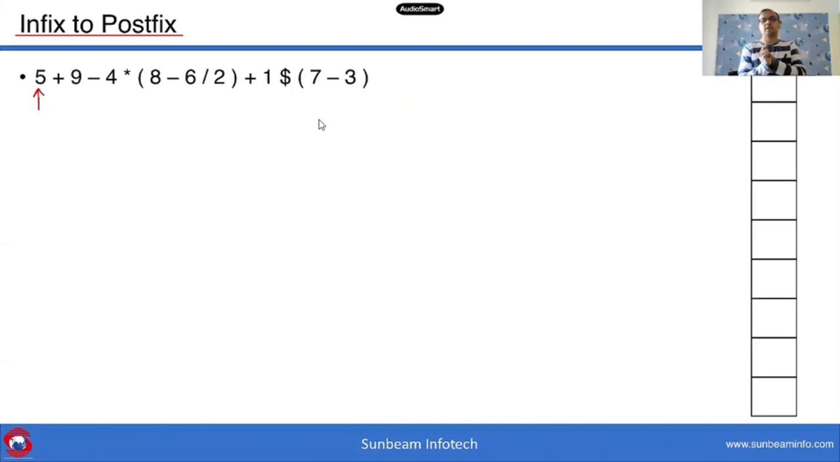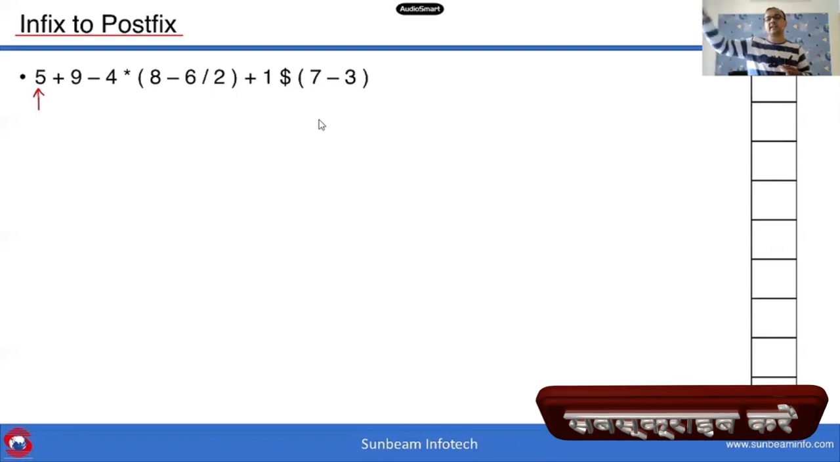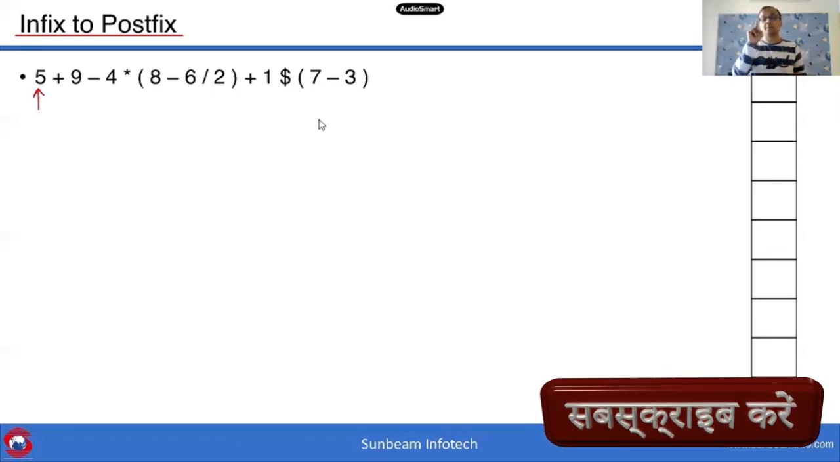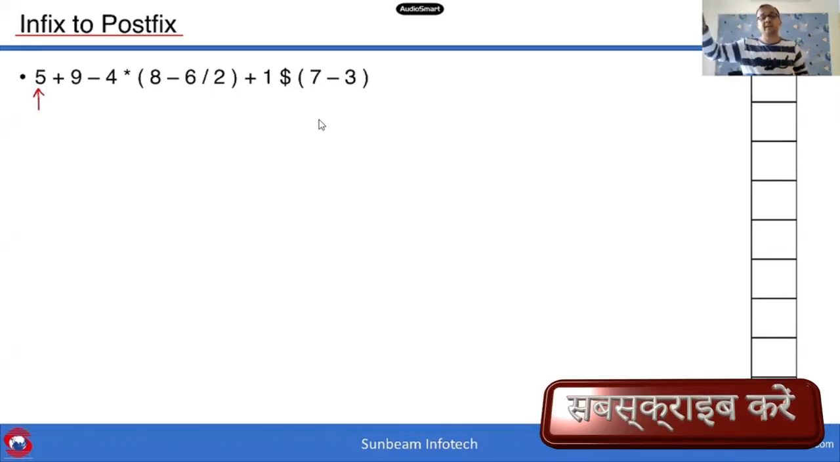अगर ऑपरेंड मिला तो क्या करना है? तो उसको अपेंड करना है, पोस्टफिक्स में अपेंड करना है. Yes, I understood. The second, अगर ऑपरेटर मिला तो क्या करना है? ऑपरेटर मिला तो बेसिकली स्टैक के ऊपर डालना है. बट डायरेक्टली स्टैक के ऊपर नहीं डालना है.